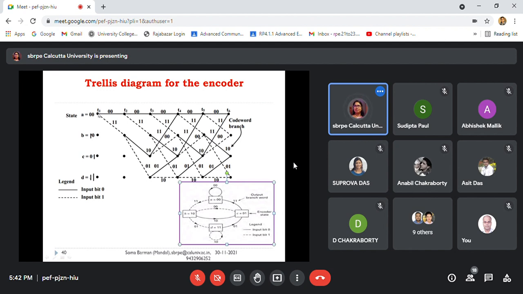For each time instant, for each node, 2 paths will be diverged. So at the time instant T1, if a 0 input is coming, the A node will go to the state self loop 0, 0. So at the next time instant T2, it will be 0, 0. And the output branch is also given in the state diagram. This is shown in the state diagram.